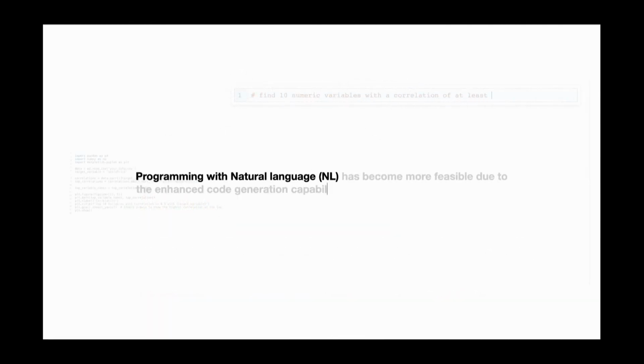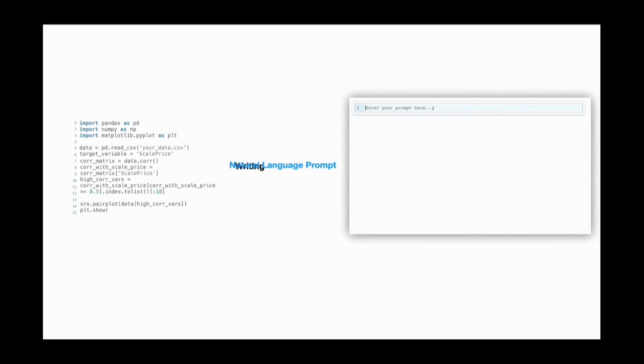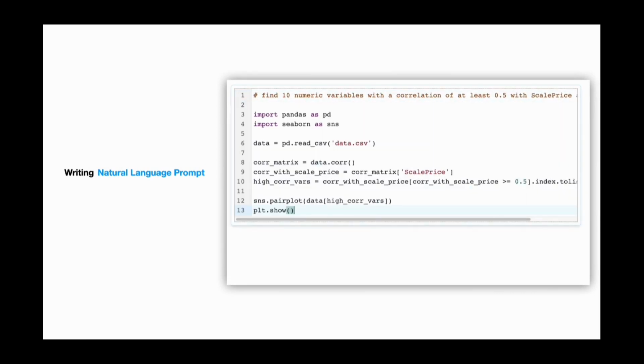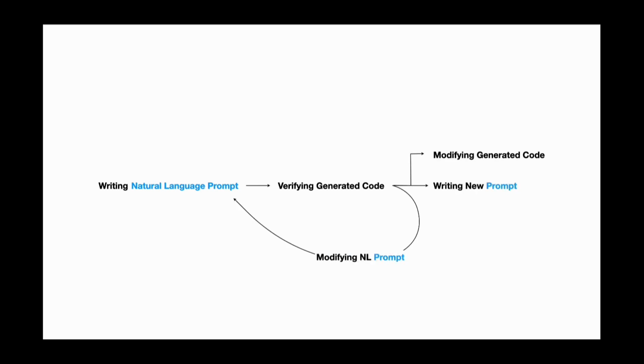Recent advances in large language models have brought changes to the way of programming. Conventionally, programmers are used to write code line by line, but with the generation capability of LLMs, programmers can now write natural language prompts to generate code instead of manually writing it. With the generated code, programmers need to verify it to determine whether they need to modify the code, write some new prompts, or modify the prompt to generate more satisfying results.